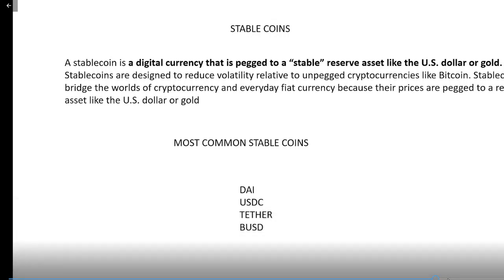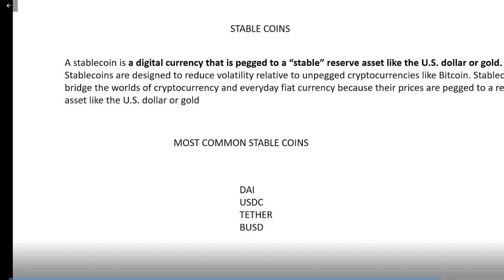Okay. So earlier you heard me mention stablecoins. So, what are stablecoins? You're probably wondering. Well, a stablecoin is a digital currency that is pegged to a stable reserve asset like the US dollar or gold. Stablecoins are designed to reduce volatility relative to unpegged cryptocurrencies like Bitcoin. Stablecoins bridge the worlds of cryptocurrency and everyday fiat currency because their prices are pegged to a reserve asset like the US dollar or gold.